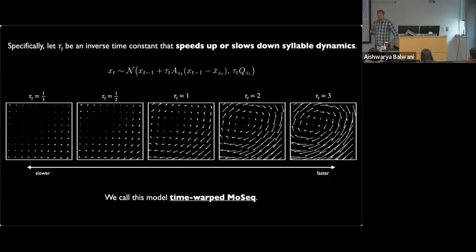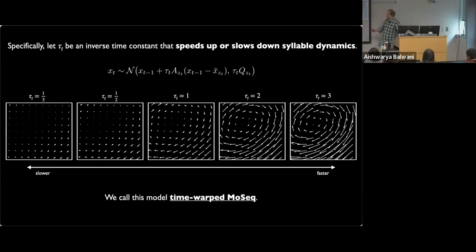And our thought was, well, maybe let's let tau govern the time constant, the speed at which these syllables unfold. And a simple way to do that is to say that the next position in PCA space, the next observation x_t, is wherever you were previously, plus this update, A times the difference between the previous state and some mean, and then scaled up or down by tau. Now, this is effectively the same model as we had before. It's just written in a different way such that it emphasizes how this time constant can speed up or slow down the delta, the update from your previous position in PCA space.